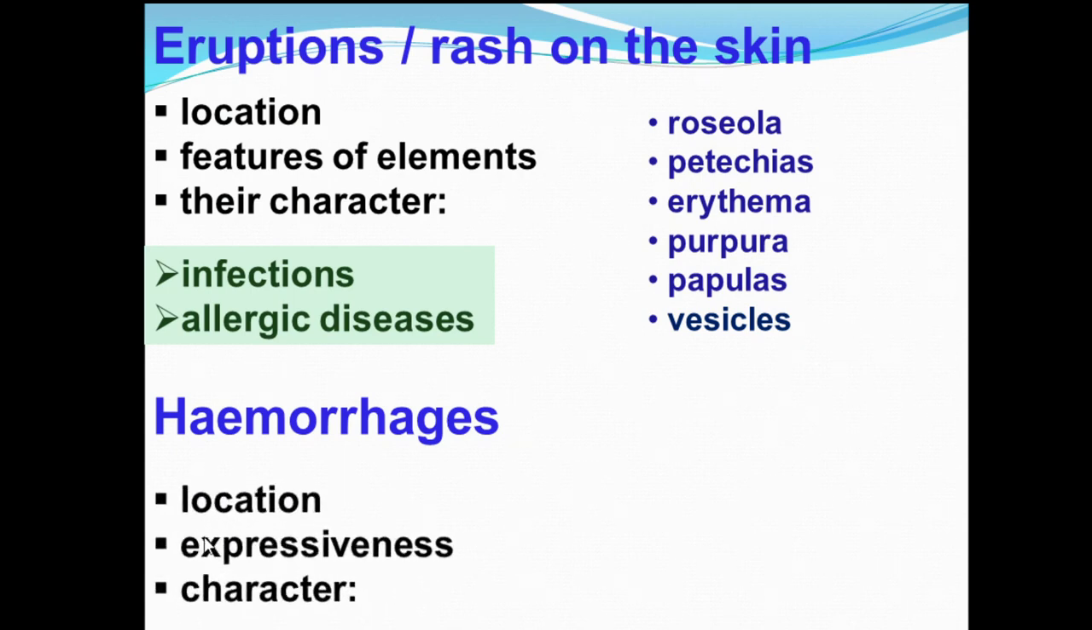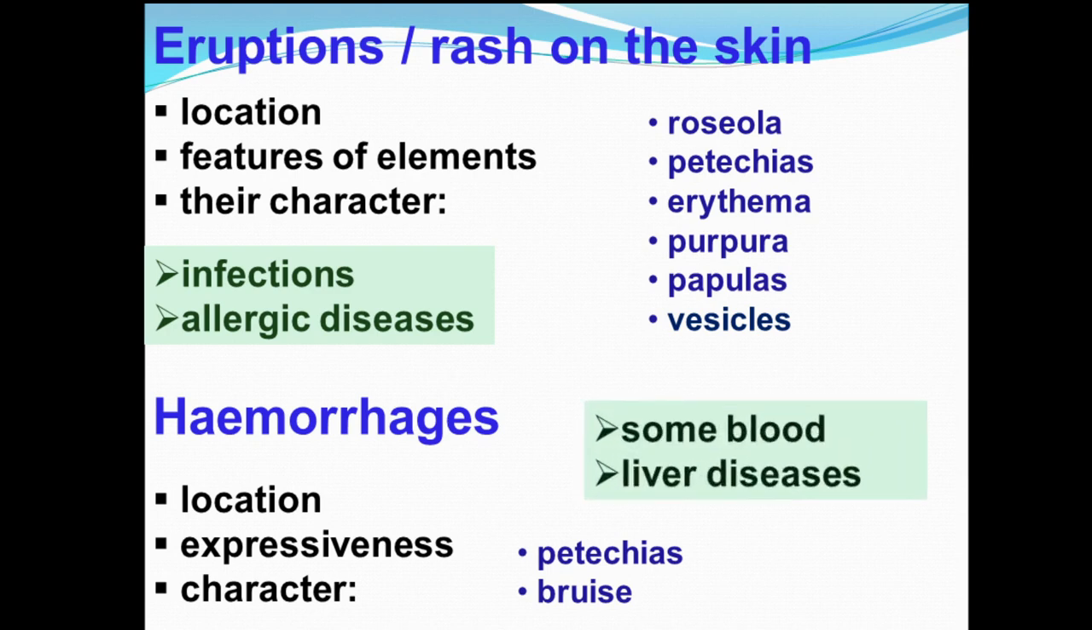Hemorrhages will also be assessed depending on the location, expressiveness, and character. But now I will draw your attention to two types of hemorrhage, petechiae and bruise, which more often appear in some blood and liver diseases. I draw your attention first of all to therapeutic pathology, because our course is basic knowledge of, first of all, therapeutic pathology.